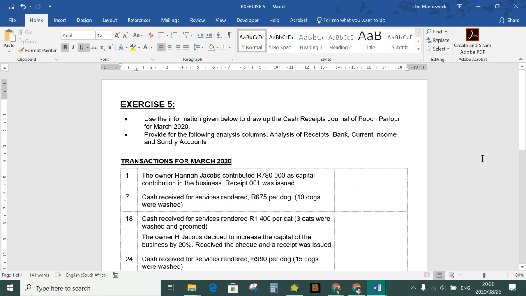Okay, so today we're going to be looking at exercise 5 for the cash receipts journal. You're on page 30 in your workbook and you'll be answering on page 31. Very first thing we want to do is have a look and see what is the name of the business. It tells us that it is Pooch Parlor for March 2020.